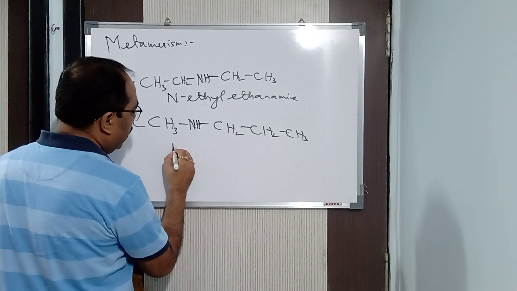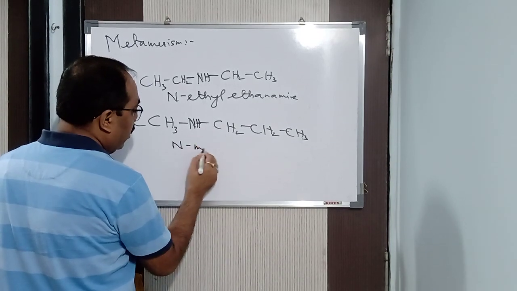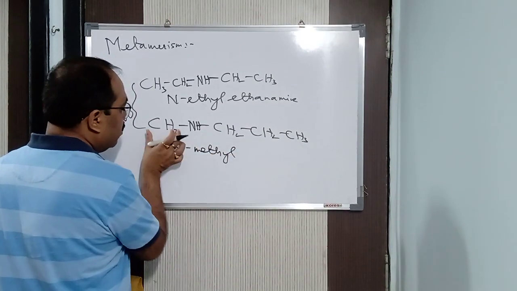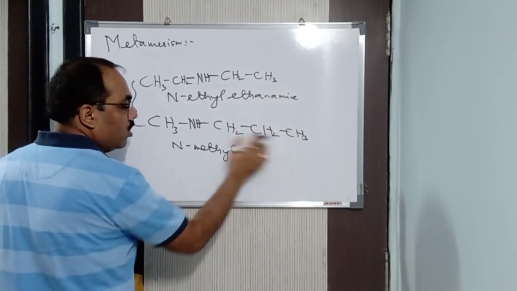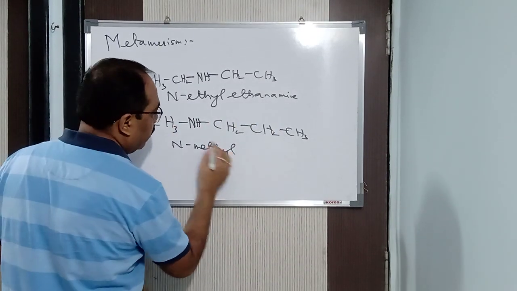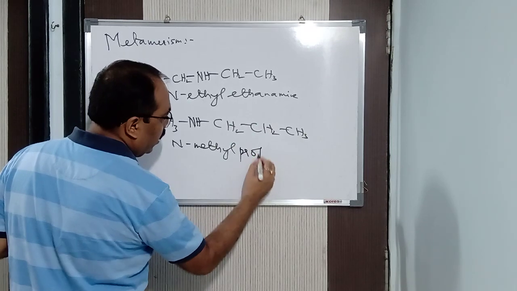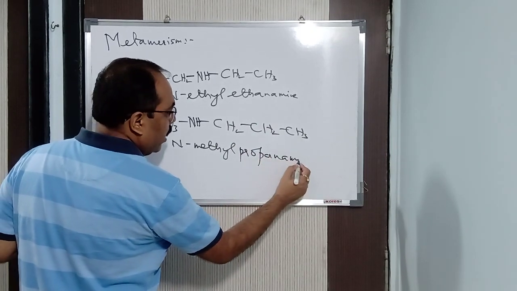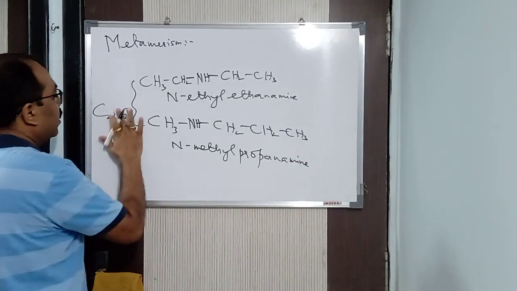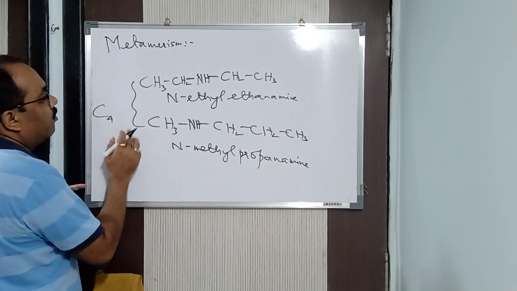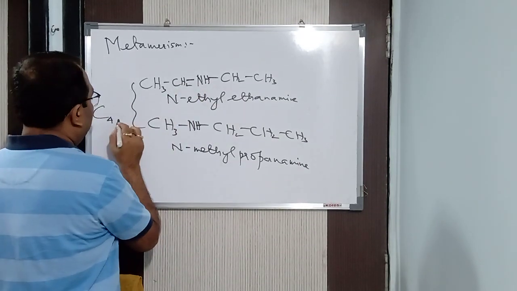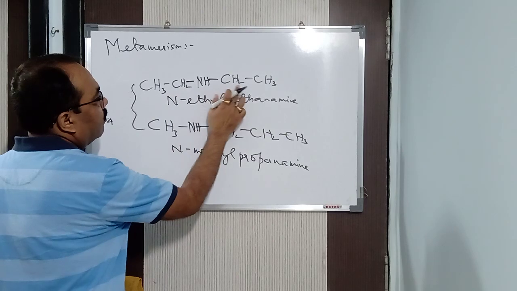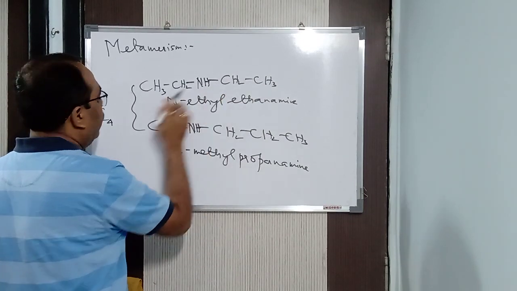Similarly, what can we say? It is N-methyl propanamine, because the root word always means the maximum number of carbon atoms. So it is propanamine, you can see that. Same thing, here the molecular formula is the same, C4H, how many? 3, 5, 5 to 5, 10 and 11.